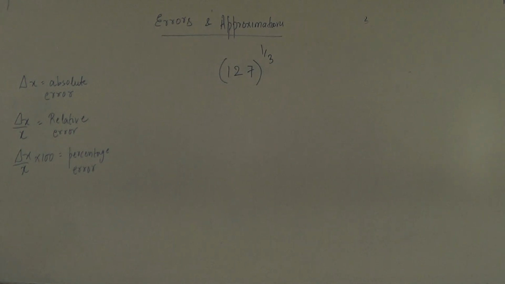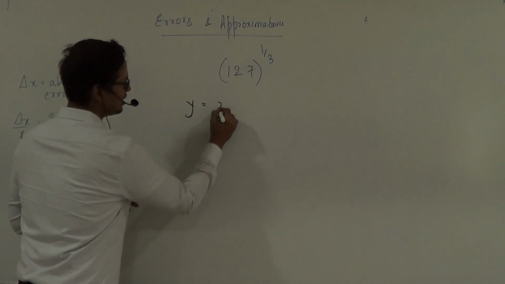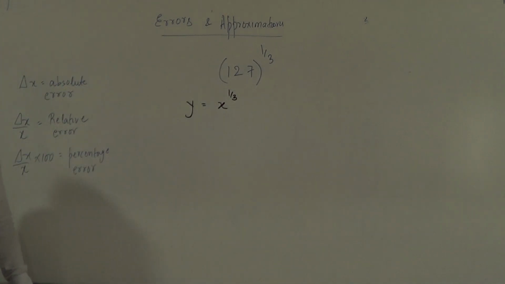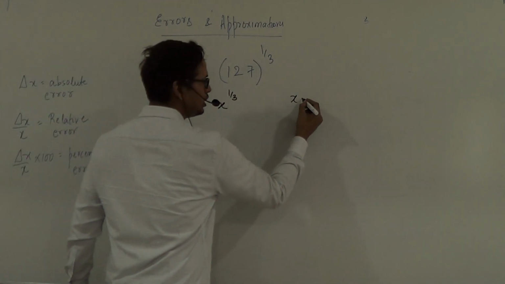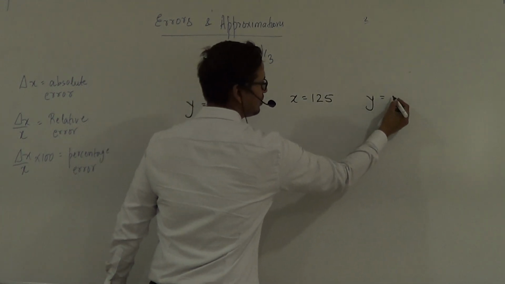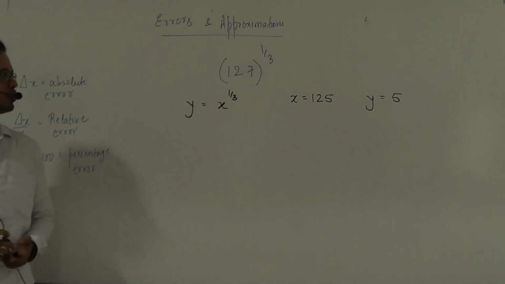Okay, let's check. First of all, I need to make a function here. The function here is clearly y is equal to x to the power 1 by 3. Had your x been 125, my life would have been much simpler, right? Correct? Now, why did I choose 125?